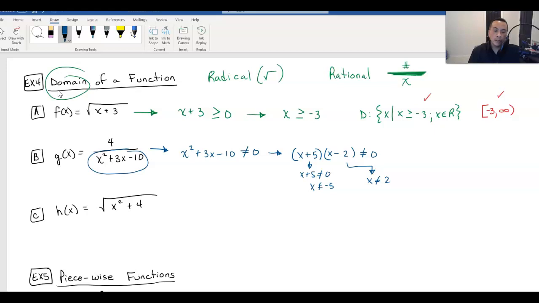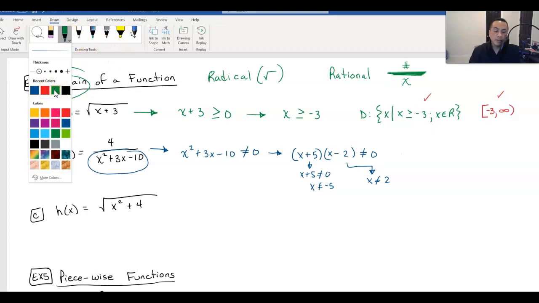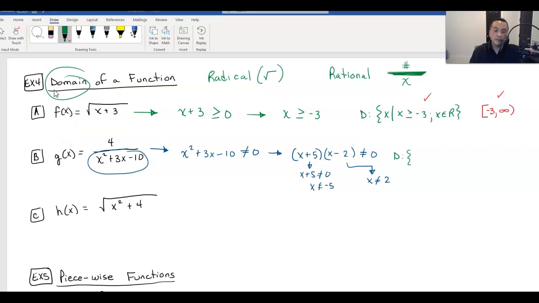So my domain would be the following. Well, here's my answer. The domain, I'm going to go green here because I know it's getting a little crowded. The domain of that one is the set of x values such that x cannot equal -5 and x cannot equal 2. X belongs to the set of all real numbers. In other words, x can be any real number, decimal, fraction, radical. It just can't be those numbers right there.